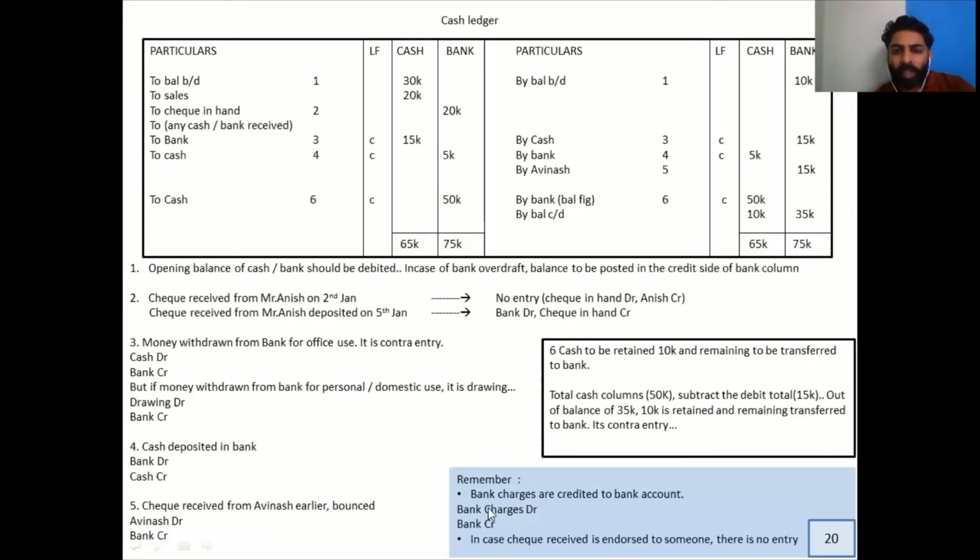Now let's look into the remember part. Some more journal entries. Bank charges are credited to bank account. Now, what's the journal entry? You should be sure about journal. Only then your posting will always get right. The mistake students make, let me tell you: bank charges, they understand it's a charge, so it has to be debited. So they debit charges. Now when they have to credit, by mistake they credit the cash.